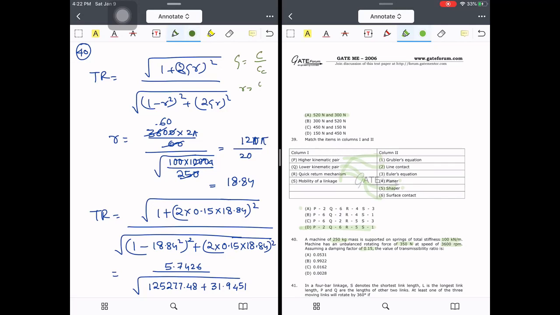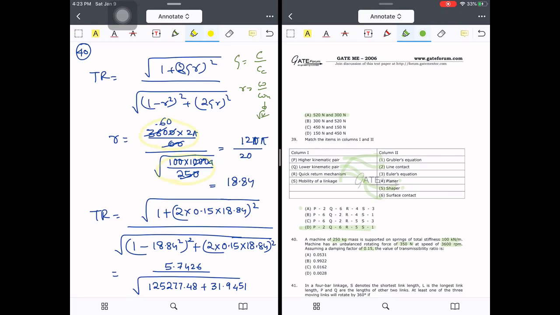So we know that transmissibility ratio is equal to square root of (1 plus (2 zeta r) whole square) divided by square root of ((1 minus r square) plus (2 zeta r)), where zeta is equal to c by cc and r is equal to omega by omega n. Have they given anything related to damping? Yes, they have given damping factor 0.15. So zeta will be 0.15, and we will find r, that is omega by omega n. What is omega by omega n? Omega n we can calculate as square root of k by m.